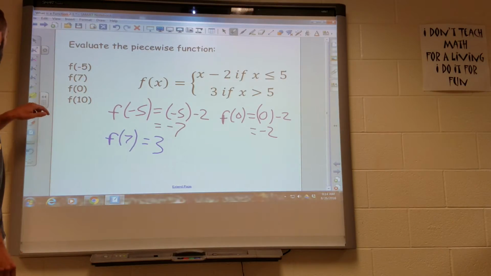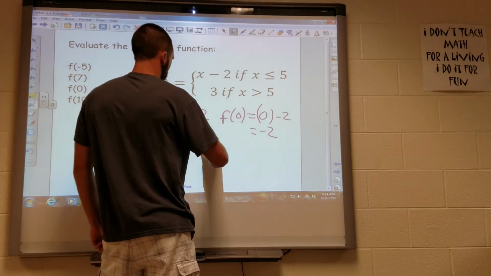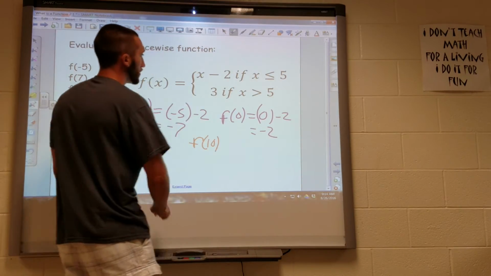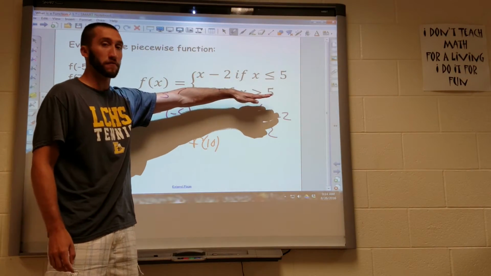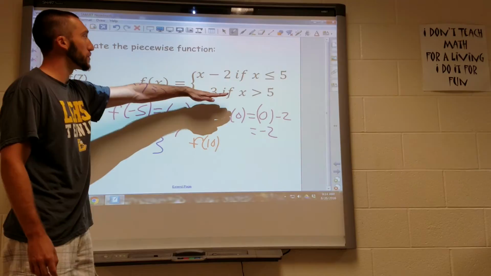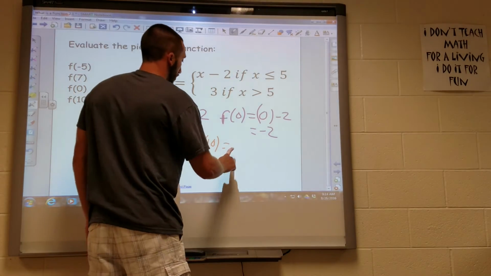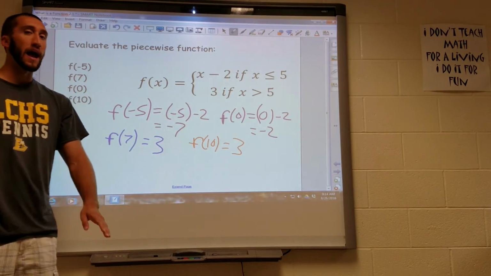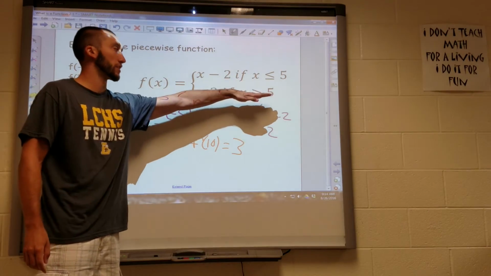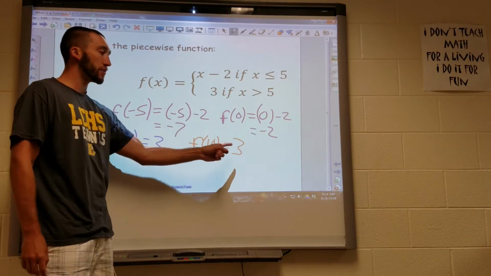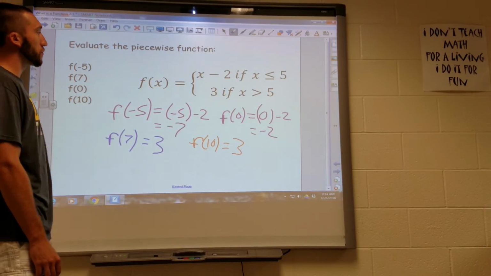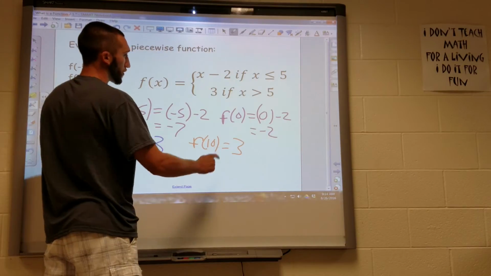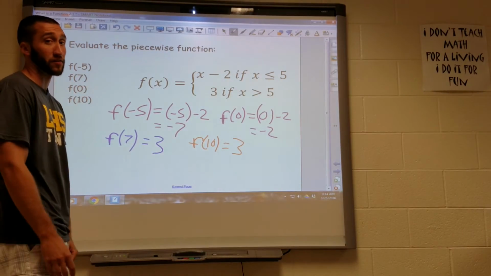And one final example. F of 10. Right, so my x value is greater than 5, so I'm going to use the second term here of my piecewise function. So my y value is 3. Every time my x value is greater than 5, my y value is going to be 3. So piecewise function, not too bad when you realize where to plug in your x values.